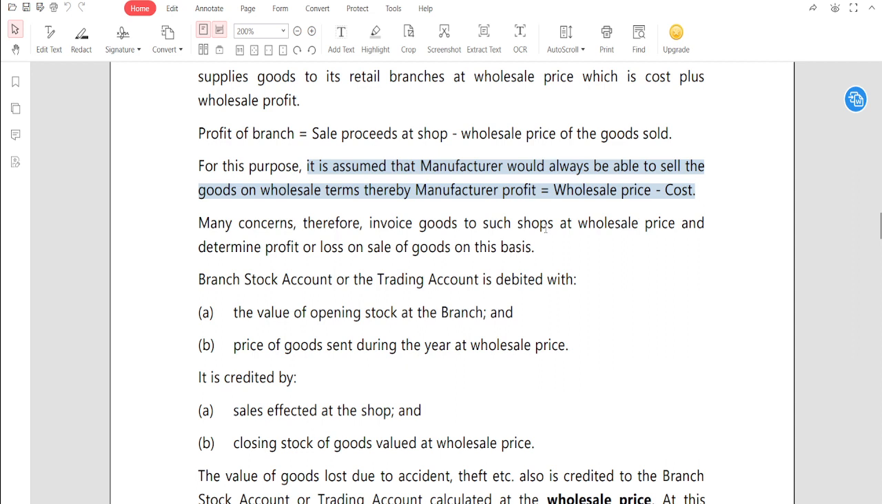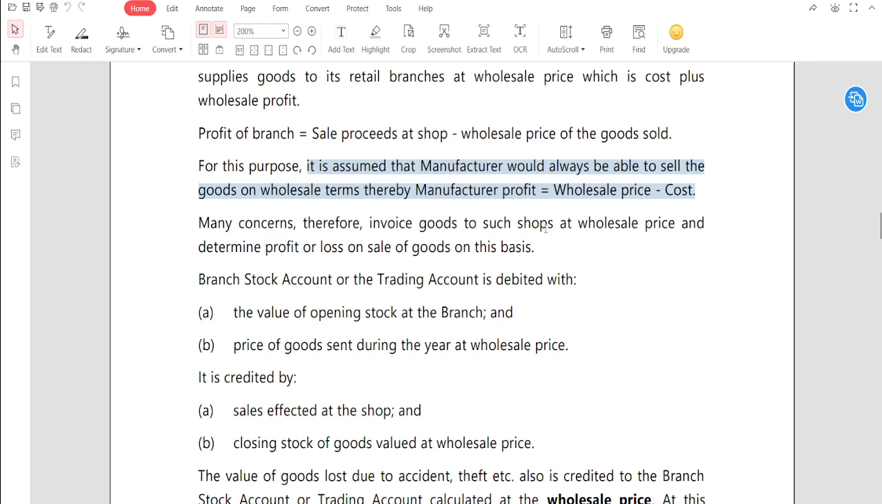The balance shown in the branch stock account or the branch trading account will represent the gross profit, and this gross profit will be transferred to the branch profit and loss account. There we are going to record branch expenses, abnormal loss, net loss, etc. And then the final thing is the branch stock reserve.